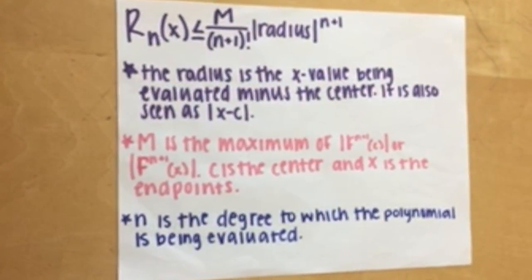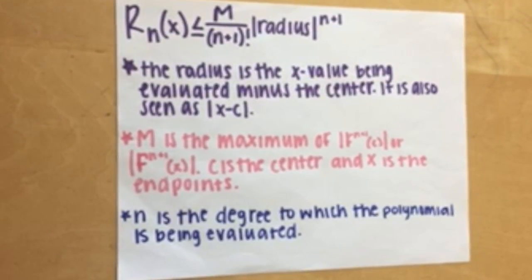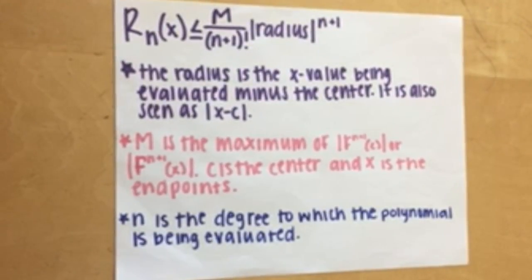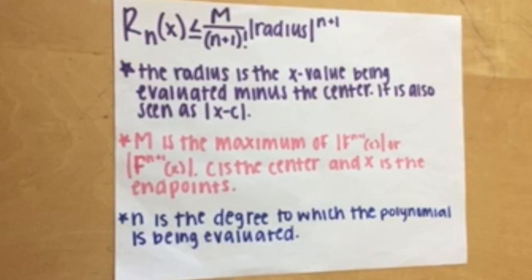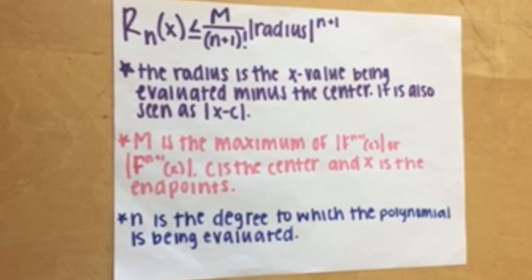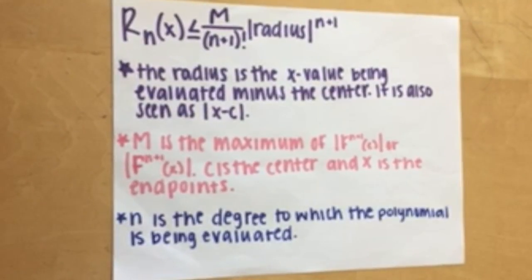The radius is the x value being evaluated minus the center. It can also be shown as the absolute value of x minus c in the formula. M is the maximum of either the absolute value of the (n plus 1) derivative of c or the (n plus 1) derivative of x. C is the center point and x is the endpoint, or the point being evaluated. N is the degree of the polynomial to which you are evaluating it.